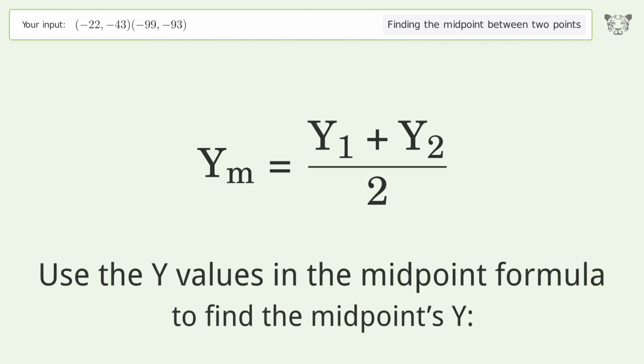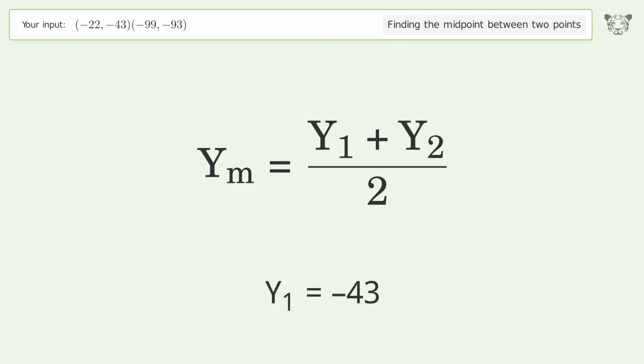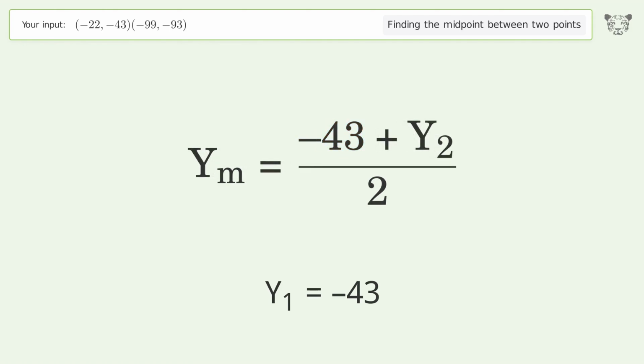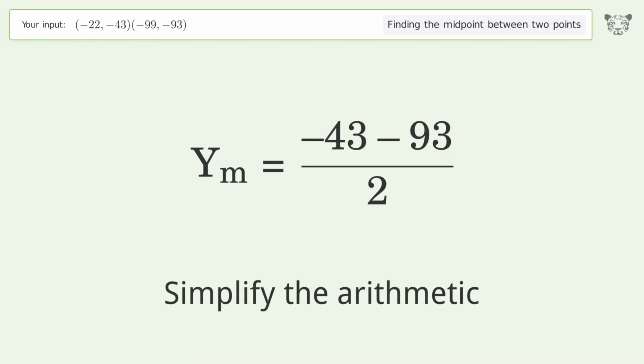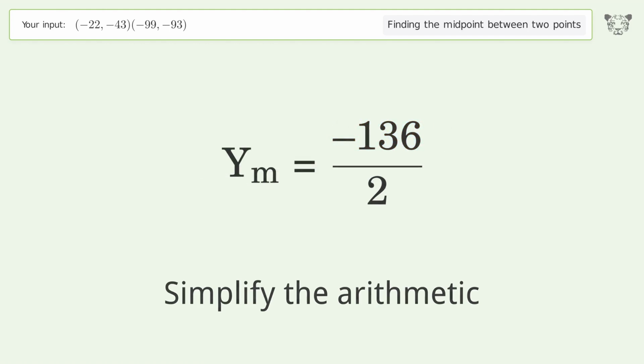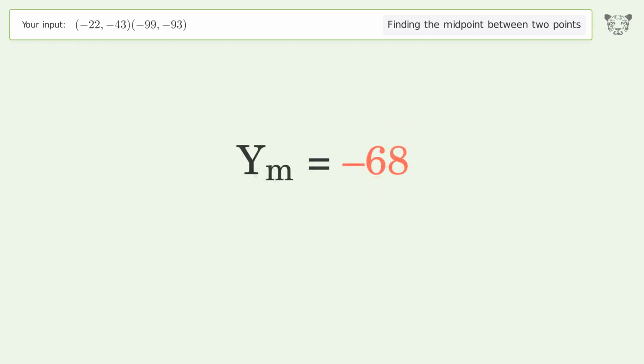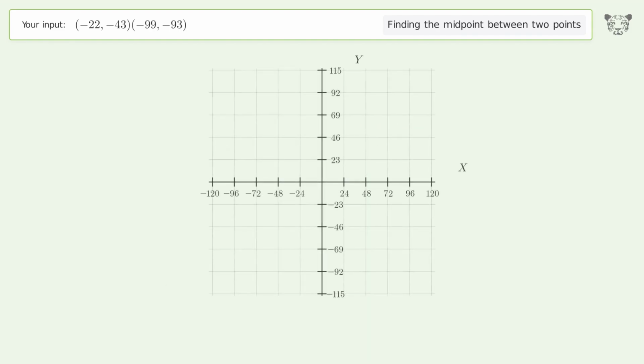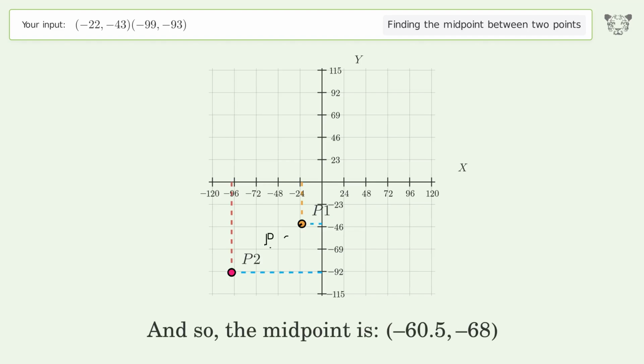Use the y values in the midpoint formula to find the midpoint's y. y1 equals -43. y2 equals -93. Simplify the arithmetic. And so, the midpoint is -60.5, -68.